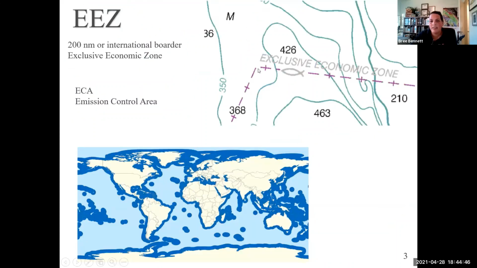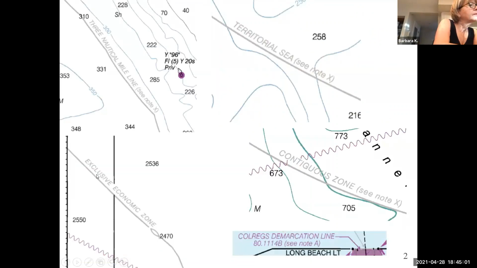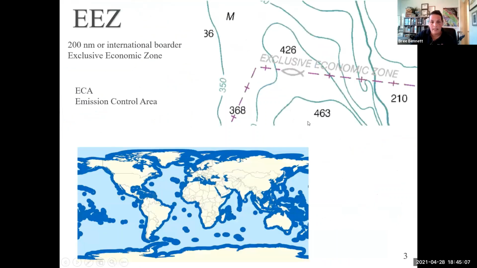This is the picture of it as an international border. You have the dash with a little line on it for an international border, where if it's just 200 miles offshore, it's just your gray boundary line with the fish. Okay.